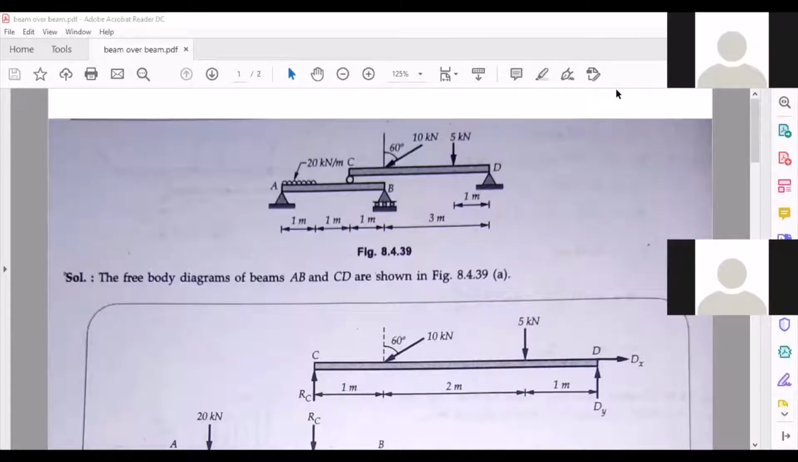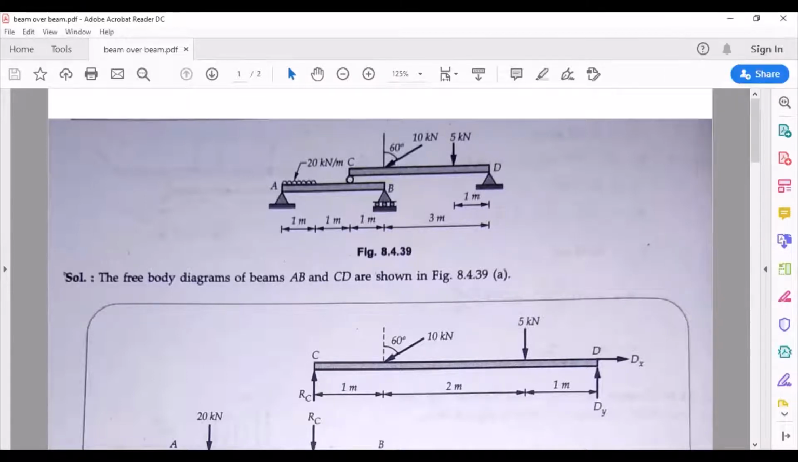Now one has to understand what actually is the function of this roller. The function of the roller differs for both the beams. For beam CD, this is a roller support which will have one reaction, whereas for beam AB it is a point load which will be acting downwards.